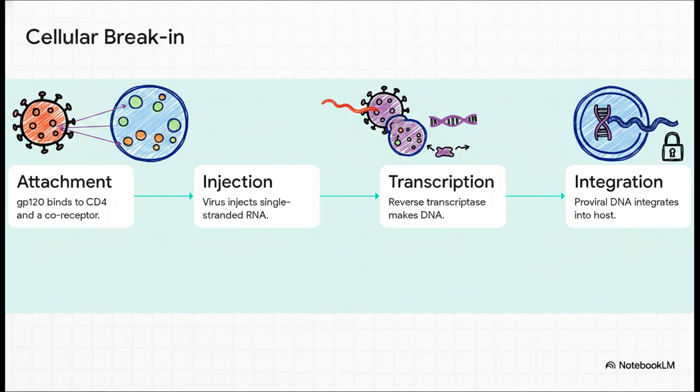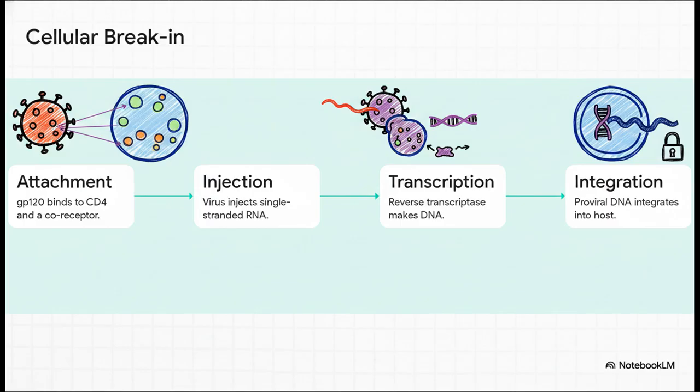HIV specifically targets immune cells that have a molecule called CD4 on their surface. Think of cells like T helpers and macrophages. Here's how it goes down. Step 1. The virus uses a protein on its outer envelope called GP120 to latch onto that CD4 molecule. But it's kind of like a safety deposit box. It needs a second key to enter. The second key is a co-receptor, usually one called CCR5 or CXCR4. Once it binds to both, the door is wide open.